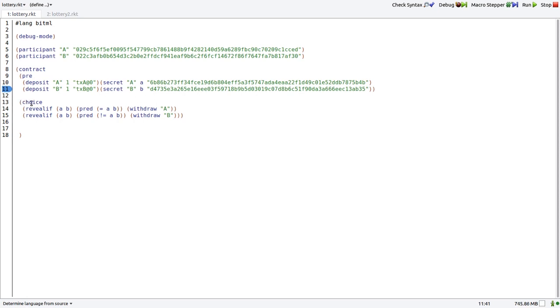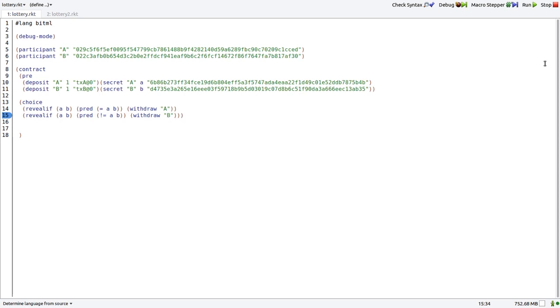The first branch is enabled if both players reveal their secrets, and the secrets are equal. In this case, the contract transfers to Alice the 2 Bitcoins deposited in the contract. Otherwise, if the secrets are different, then only Bob can withdraw the 2 Bitcoins.